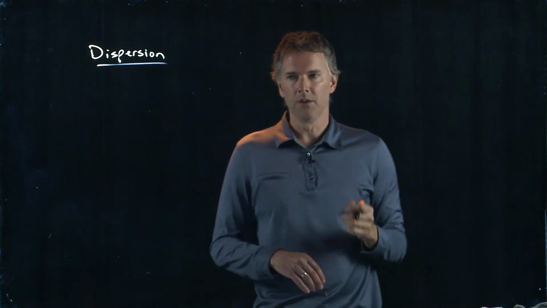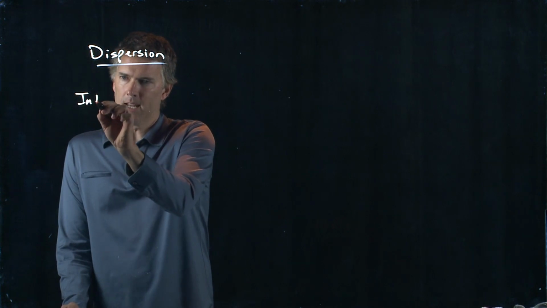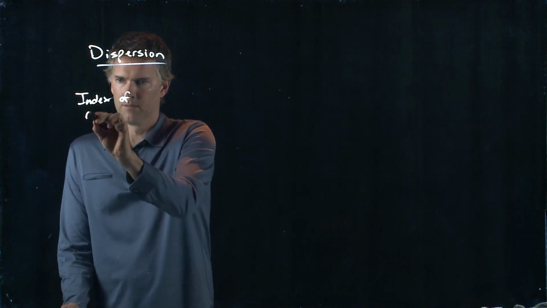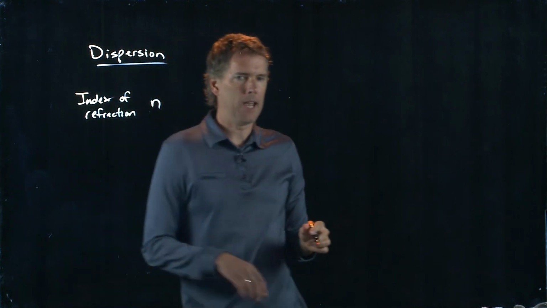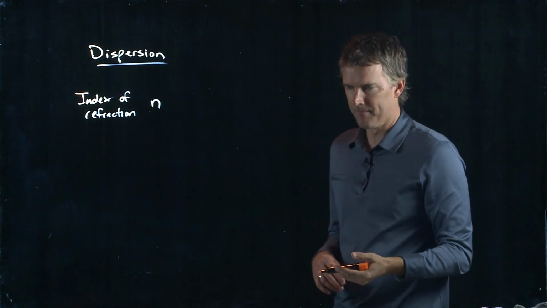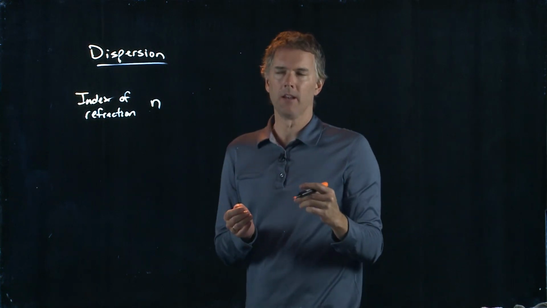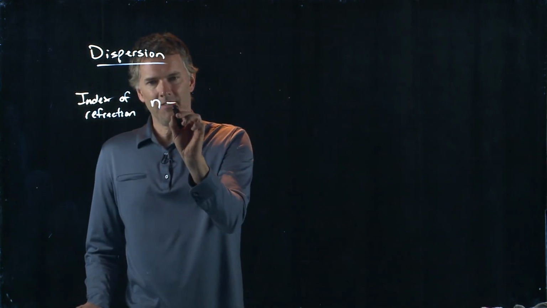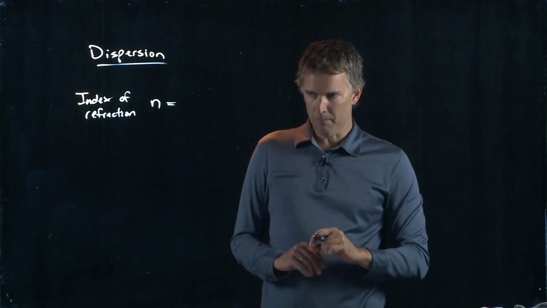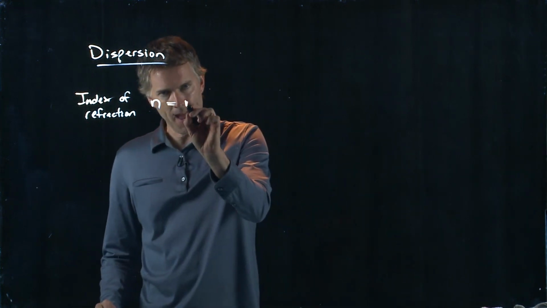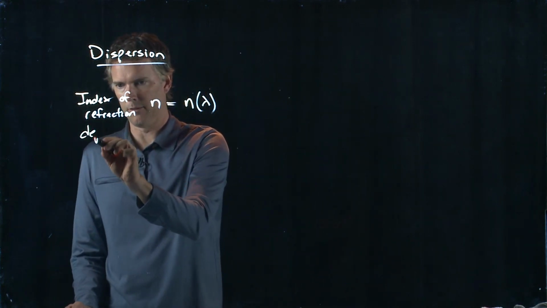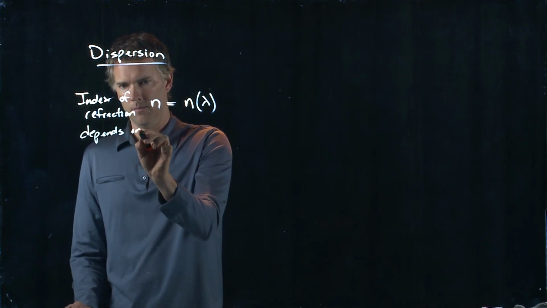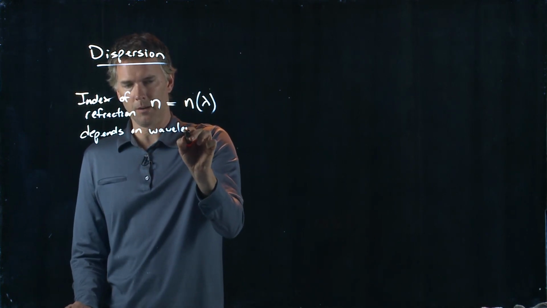because of something called dispersion. So, remember when we were talking about the index of refraction, right? The index of refraction, n, came into the speed of the wave. V is c over n. But n is not just some fixed number. It actually depends on wavelength. The index of refraction depends on the wavelength that you're talking about.